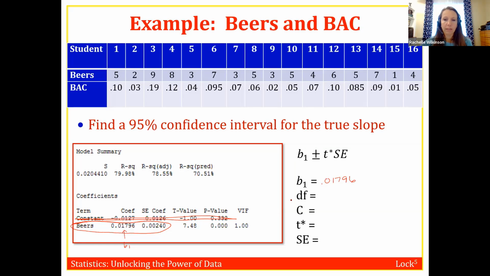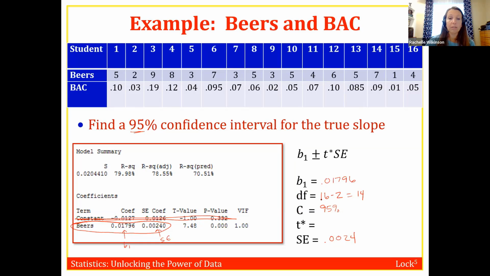0.01796 for my B1. Degrees of freedom was n minus 2, so in this case, that was 14. Our confidence level C, they tell us, is 95%. All right, T star, we'll come back to that in just a second. Let's write down our standard error first, which is, again, on the second line. I'm going to look at 0.0024.